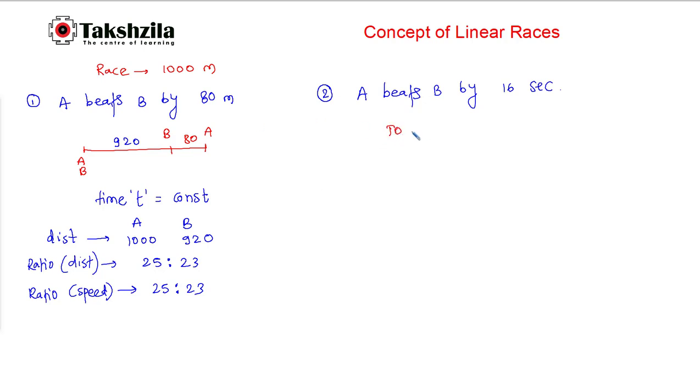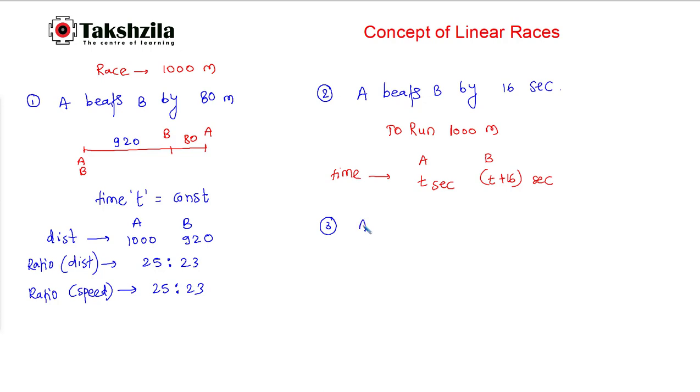So over here what is constant? Distance is constant. To run 1000 meters, the distance of 1000 meters is constant over here. If time taken by A is t seconds, then the time taken by B is going to be t plus 16 seconds. This is how we can interpret this statement. After this, let's have a look at statement number 3. Now let's combine statement 1 and statement 2.